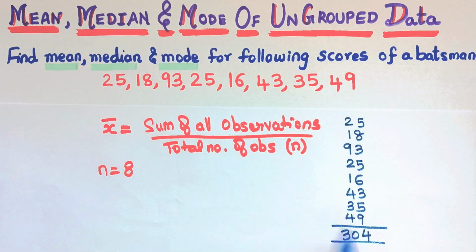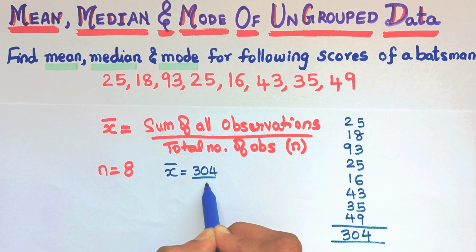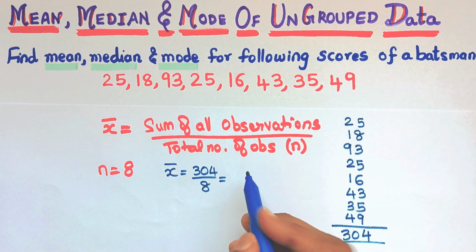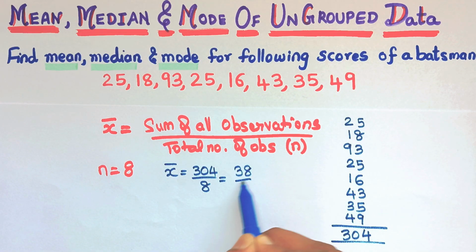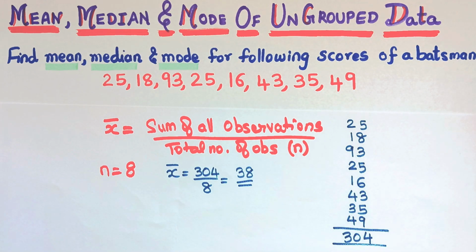So let's substitute both these values here. X bar is nothing but 304 divided by 8. Now this, when you divide, you will get it as 38. So the mean score of this batsman is 38. Now you can also get mean in decimal points. It is perfectly fine.